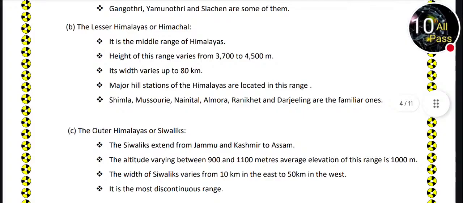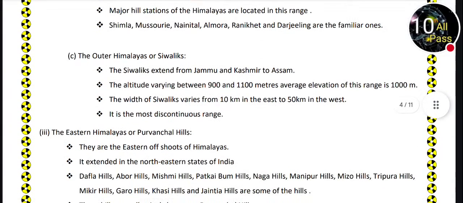The Lesser Himalayas are Himachal. It is the middle range of the Himalayas. The height of this range varies from 3,700 to 4,500 meters. Its width varies up to 80 kilometers. Major hill stations of the Himalayas are located in this range. Shimla, Mussoorie, Nainital, Almora, Ranikhet, and Darjeeling are the familiar ones.